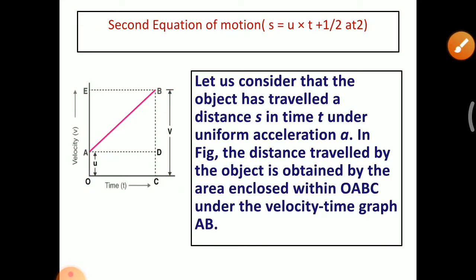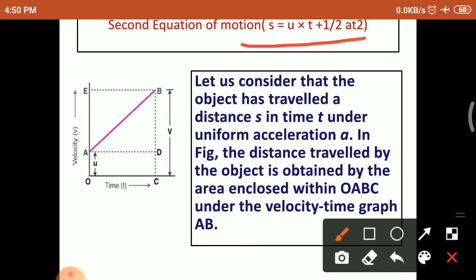Now I am going to discuss the second equation of motion, S equal to ut plus half at squared. How we can derive this equation from this graph? Let us consider that an object has traveled a distance s in time t under uniform acceleration a. The distance traveled by the object is obtained by the area enclosed within O, A, B, C under the velocity-time graph AB.